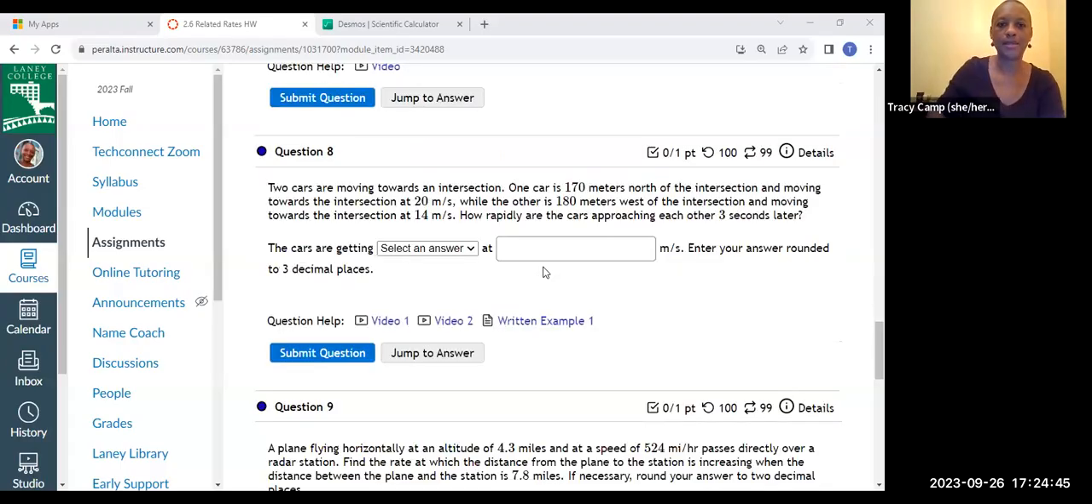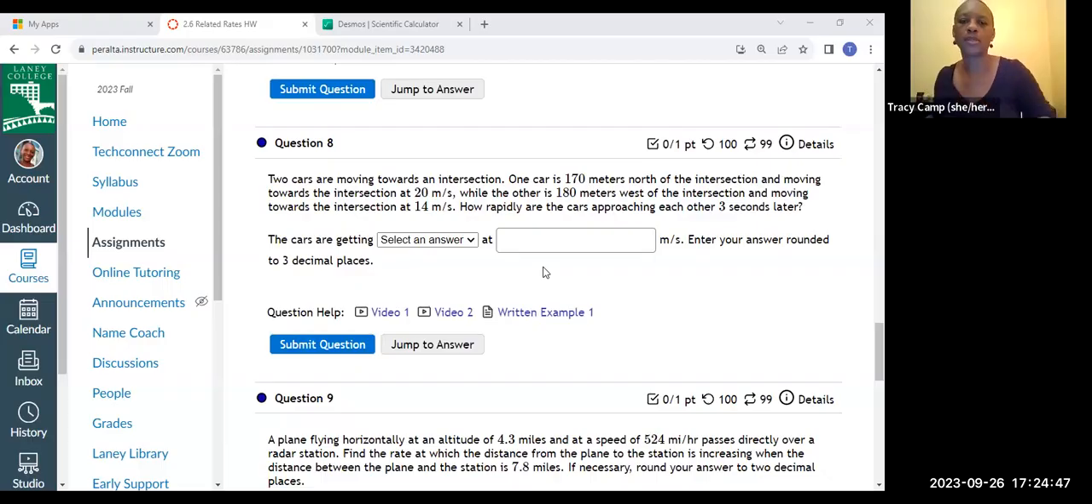Number 8, it says 2 cars are moving towards an intersection. One car is 170 meters north of the intersection and moving towards the intersection at 20 meters per second, while the other is 180 meters west of the intersection and moving towards the intersection at 14 meters per second. And the question is, how rapidly are the cars approaching each other 3 seconds later?